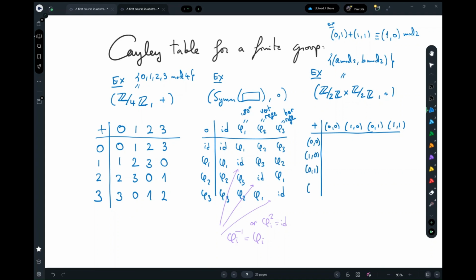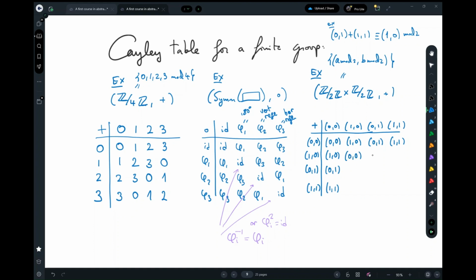0, 1, and 1, 1, and then start doing addition. If I add 0, 0 to anything, I get that same element back. So I get these ones. Now, what happens if I add 1, 0, and 1, 0? That will be 2, 0, which when I reduce, I get 0, 0.